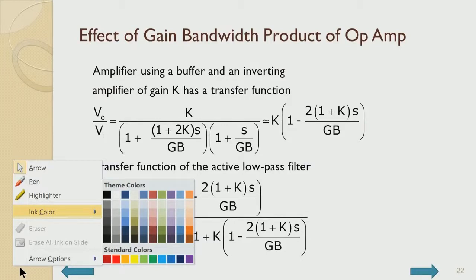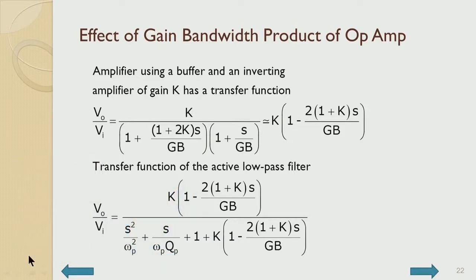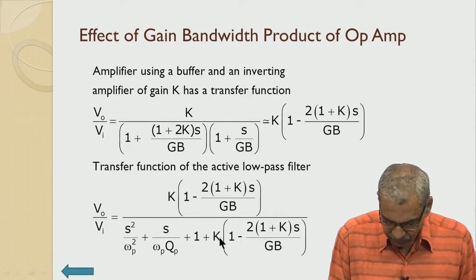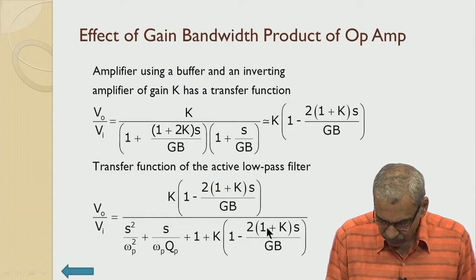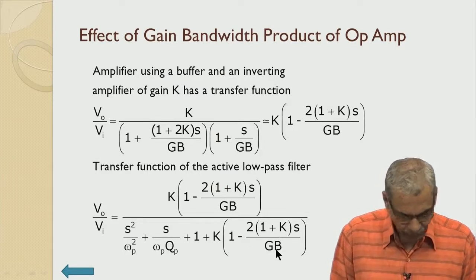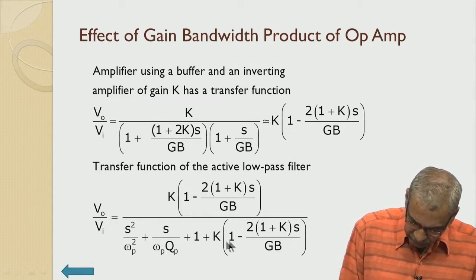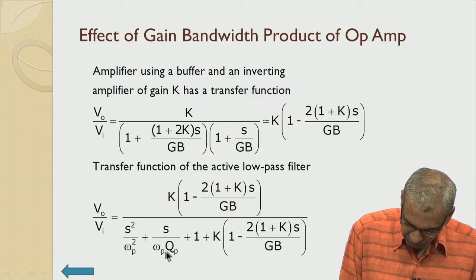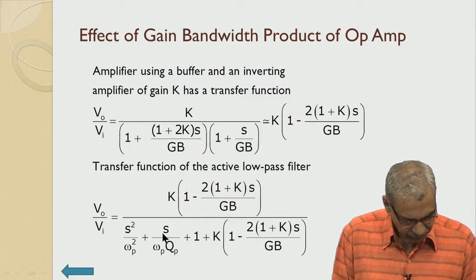Always remember that the additional phase lag caused by the finite gain bandwidth product is the one that is causing us the trouble. So, the transfer function of the active low pass filter now changes. Wherever K is there, replace that K by K into 1 minus this phase lag. So, 1 minus this phase lag comes in the numerator, that is of no serious consequence. However, in the denominator, the K changes from K to K into 1 minus 2 into 1 plus K into S by GB.